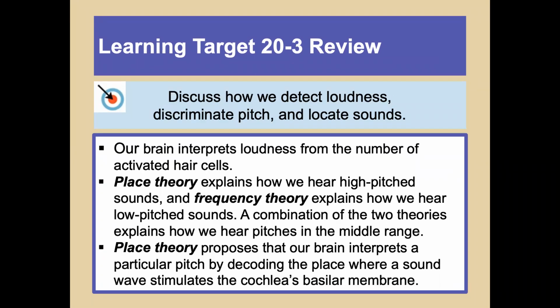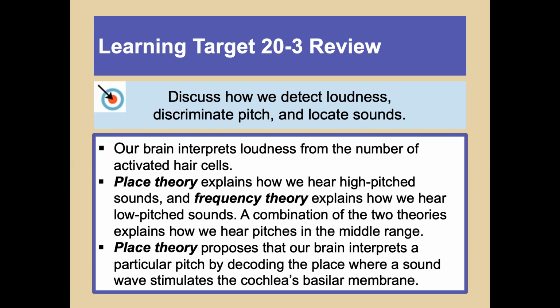Discuss how we detect loudness, discriminate pitch, and locate sounds. Our brain interprets loudness from the number of activated hair cells. We had those two different theories, place and frequency theory. Place theory explains how we hear high-pitched sounds, and frequency theory, low-pitched sounds, and a combination of the two probably explains how we hear those intermediate range sounds.